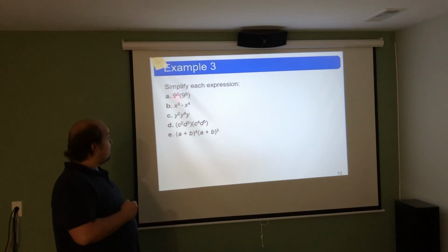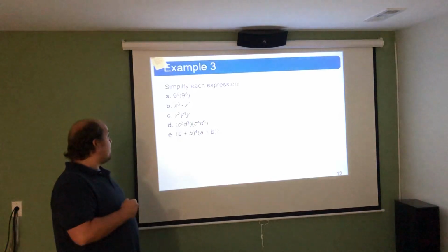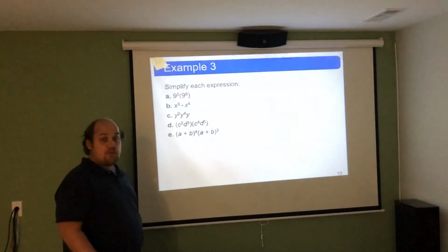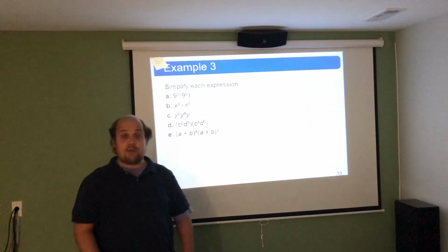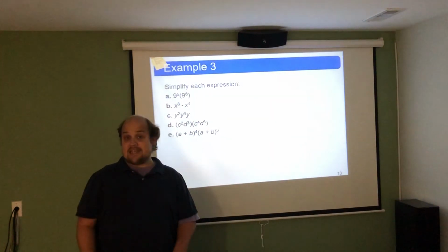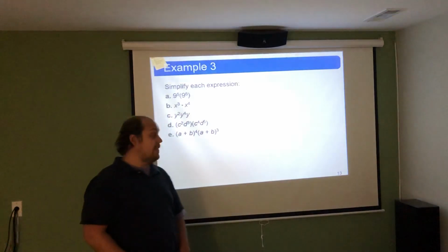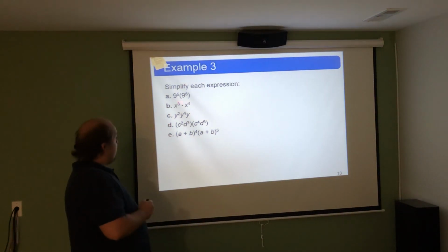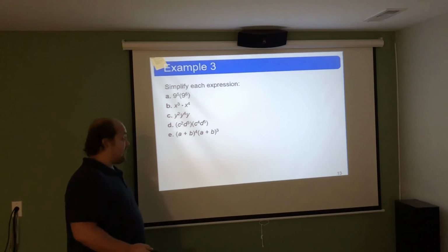If we apply it to the first one, the base is 9. They both are base 9. This one has exponent 5, this one has exponent 6. So the result from multiplication would still be base 9. Now to the power of 5 plus 6, 5 plus 6 would give me 11 in this case. For part B, it would be x to the 3rd times x to the 4th. That would be base x to the power of 3 plus 4 equals 7.